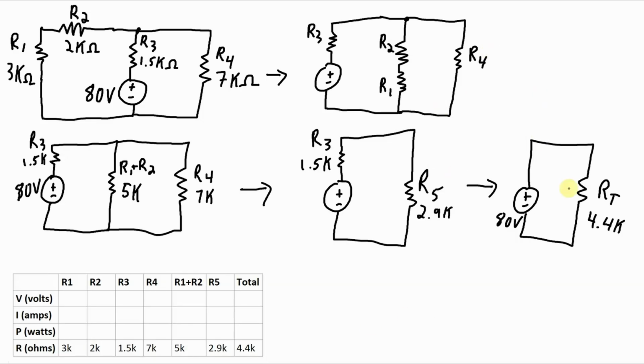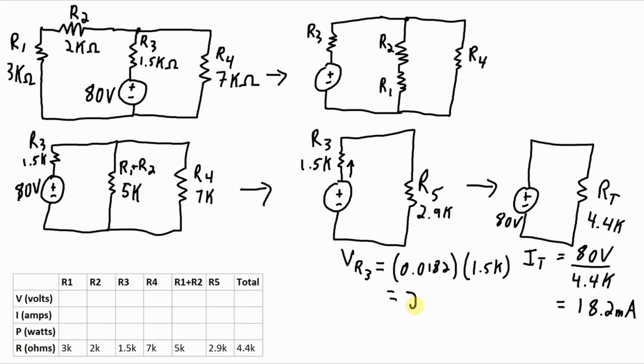Okay, now starting from this final circuit I've got here, I can figure out the total current. Total current will be 80 volts over that 4.4K total equivalent resistance, and that works out to 18.2 milliamps. Now, if I go back a step to this circuit, that 18.2 milliamps is going through R3 and R5. So the current through R3 is 18.2 milliamps, and then I can figure out the voltage across it.